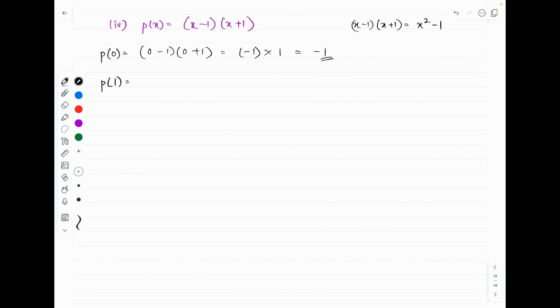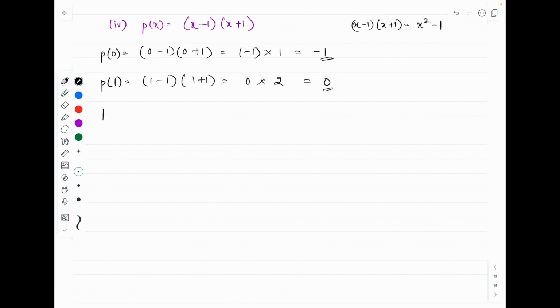Then P of 1. Okay, P of 1 means instead of x minus 1 we can write 1 minus 1 into x plus 1 means 1 plus 1. Okay, 1 minus 1 is 0 into 1 plus 1 is 2. So 0 into 2 is what? 0. So 0 is the answer.